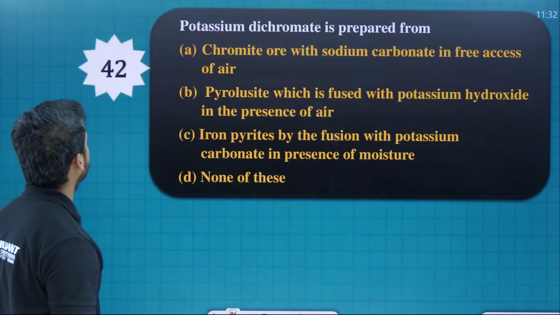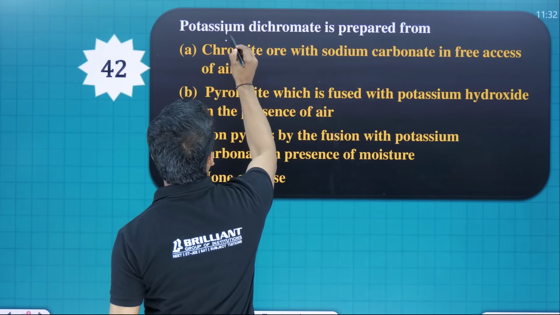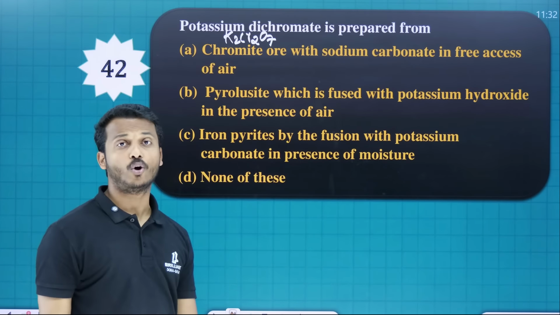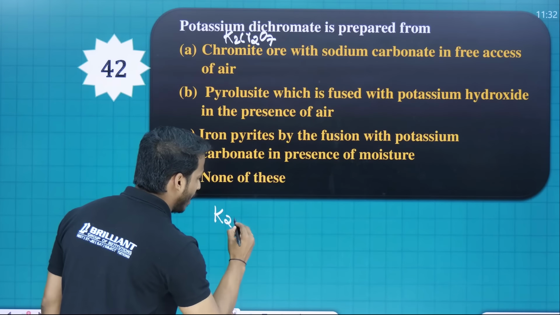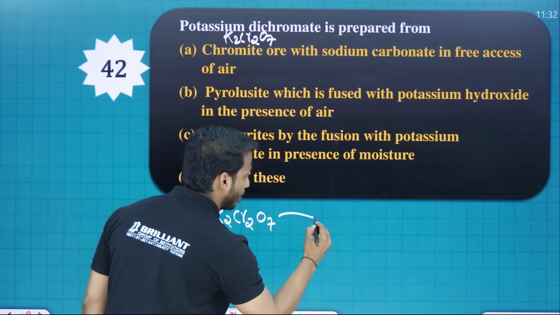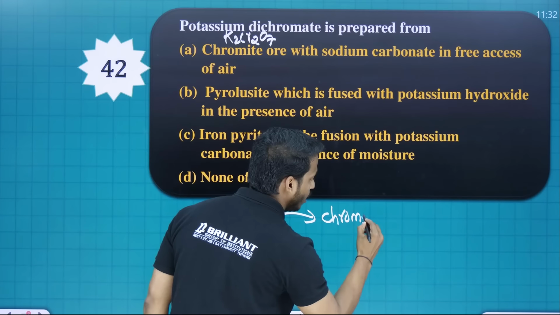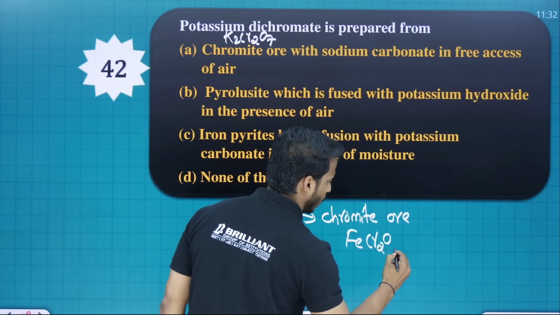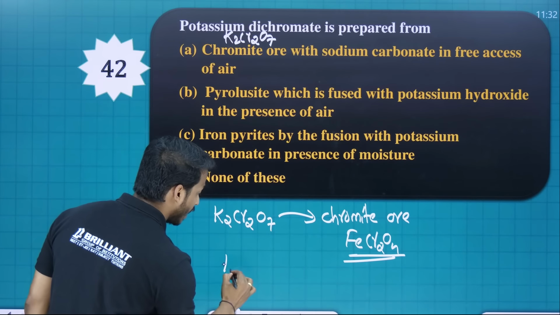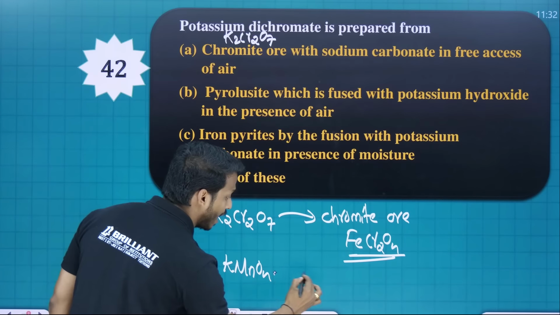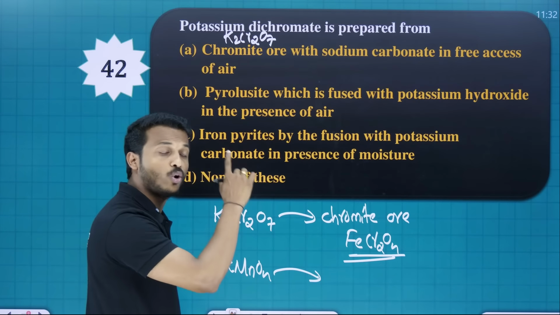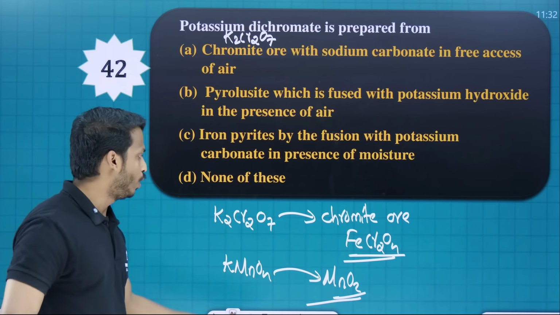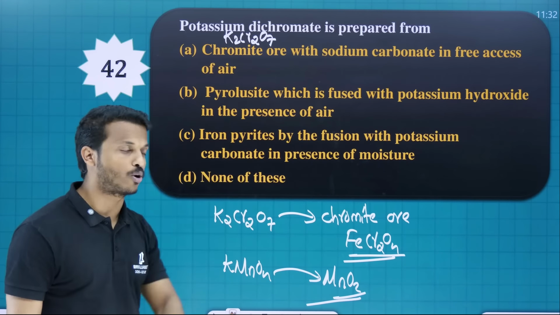Okay. Next one is potassium dichromate. K2Cr2O7 is prepared from which ore, dear? Chromite ore. What is chromite ore? FeCr2O4, right? Whereas KMnO4, potassium permanganate, is prepared from where? Pyrolusite ore. What is pyrolusite? MnO2, pyrolusite. Do you remember the preparation? Very sure question for board exam.